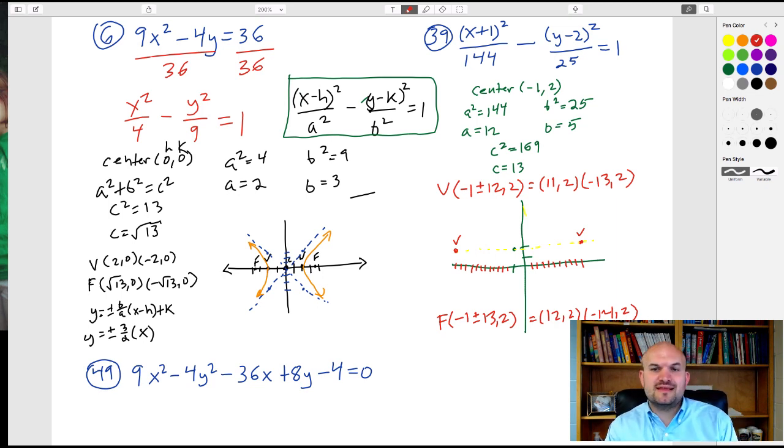Now in this case, you can see that they're really just one extra point over, right? So it's just an extra point over. That's going to be my foci, and that's going to be this foci.